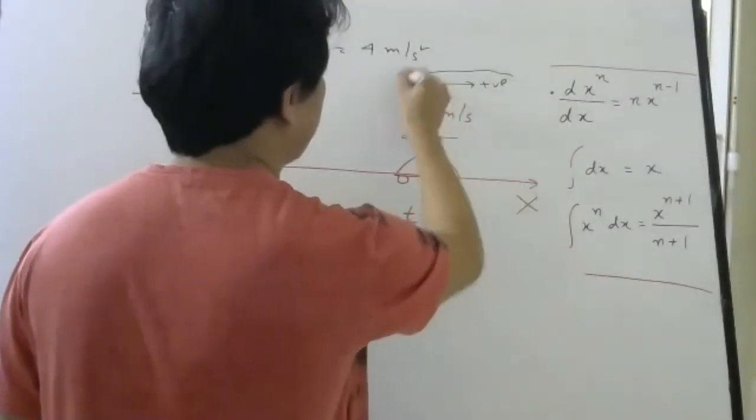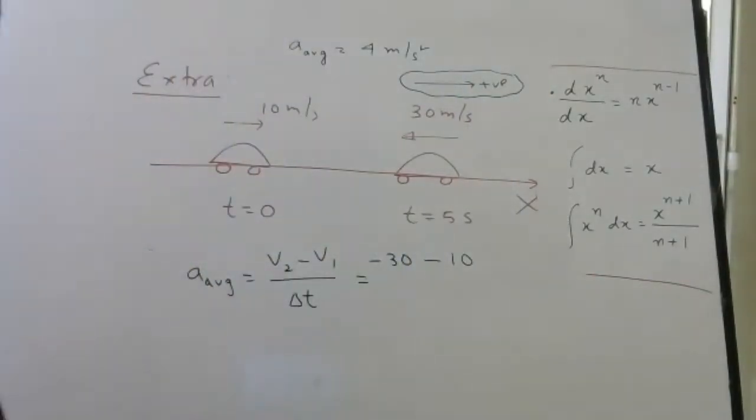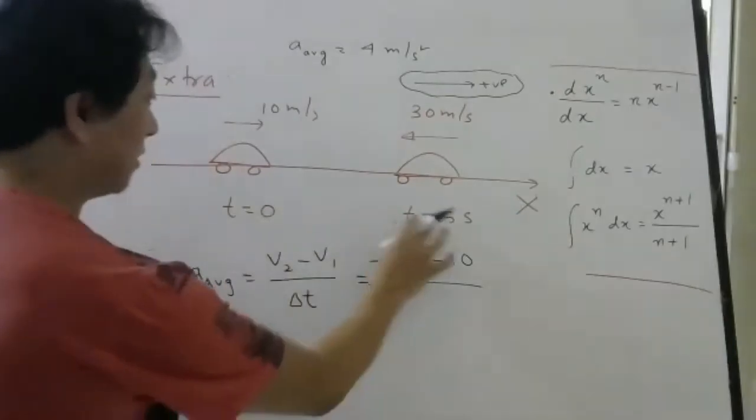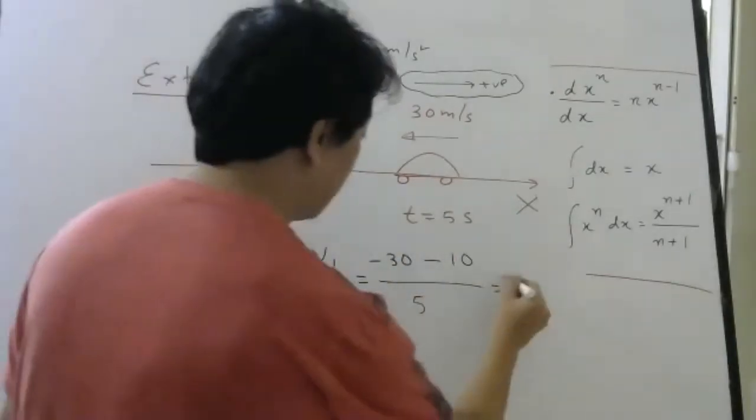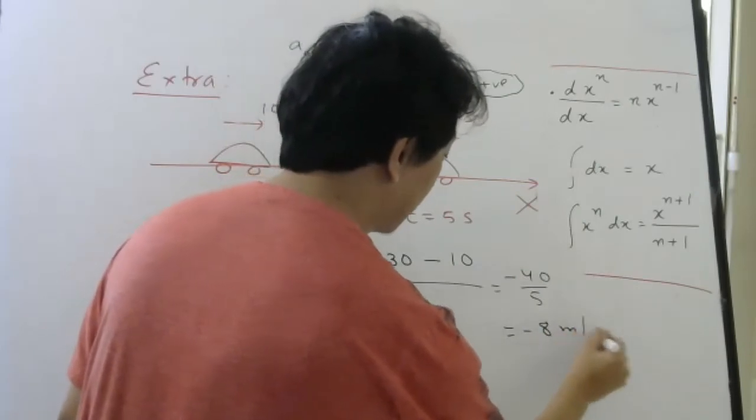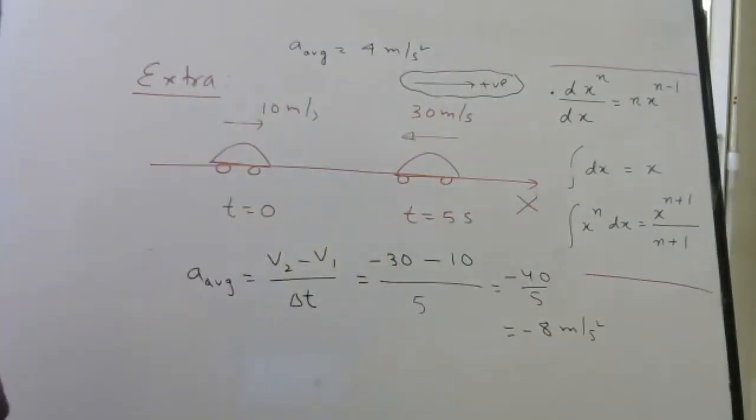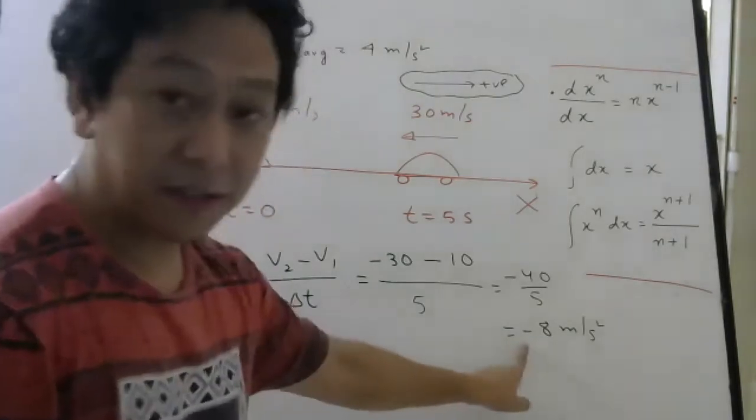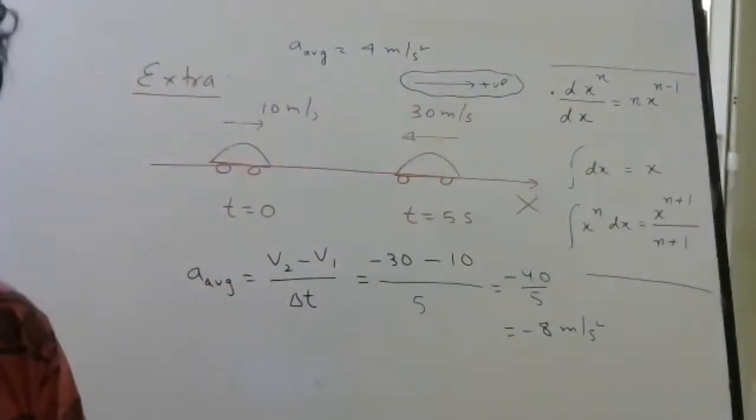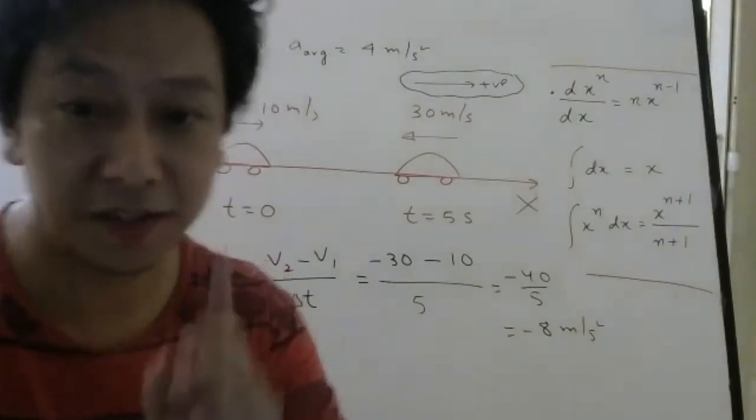Okay, students? So you have to write minus 30, divided by time taken, which is 5 only. So this will be minus 40 by 5, which is minus 8 meter per second square. The minus means the acceleration is in this direction. This is the average acceleration.